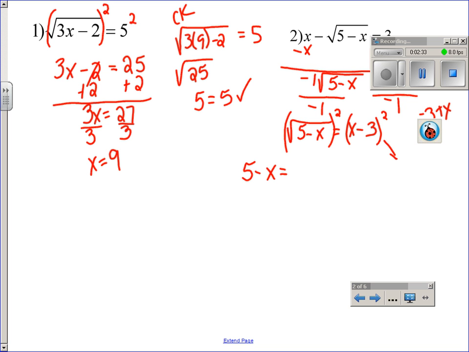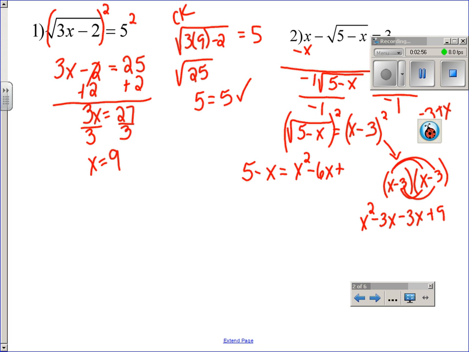Well, what does that mean? That means x minus 3 times x minus 3. So x times x is x squared. x times negative 3 is negative 3x. Then do the same: negative 3x plus 9. So it's going to equal what? x squared minus 6x plus 9. Now we have an x squared. So how do we solve something with an x squared?